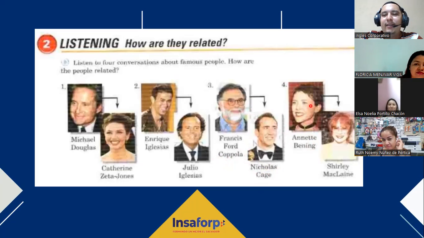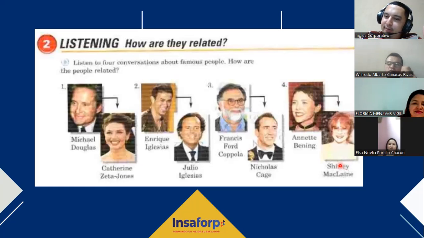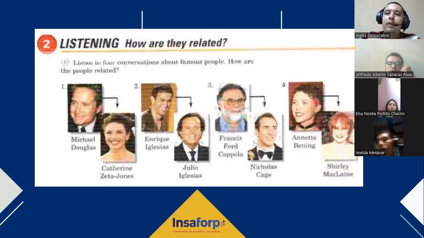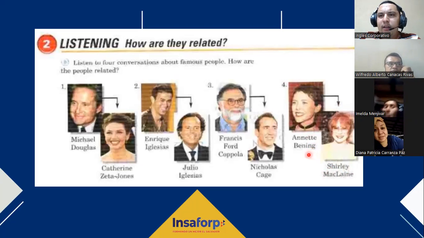Annette Bening is the daughter of Shirley MacLaine. Those are very weird names and very weird last names, right? This one are popular and are easy to say.